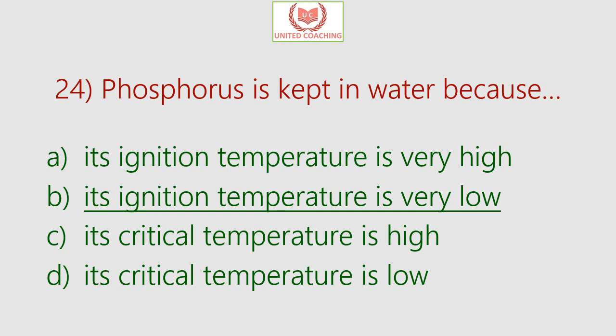The ignition temperature of a substance is the least temperature at which the substance starts combustion. So in this case, the phosphorus will catch fire even at room temperature because its ignition temperature is very low. Now the critical temperature of a substance can be defined as the highest temperature at which the substance can exist as a liquid. So critical temperature is a totally different thing. Over here the topic is about the ignition temperature, because of which the substance catches fire. So phosphorus is kept in water because its ignition temperature is very low.